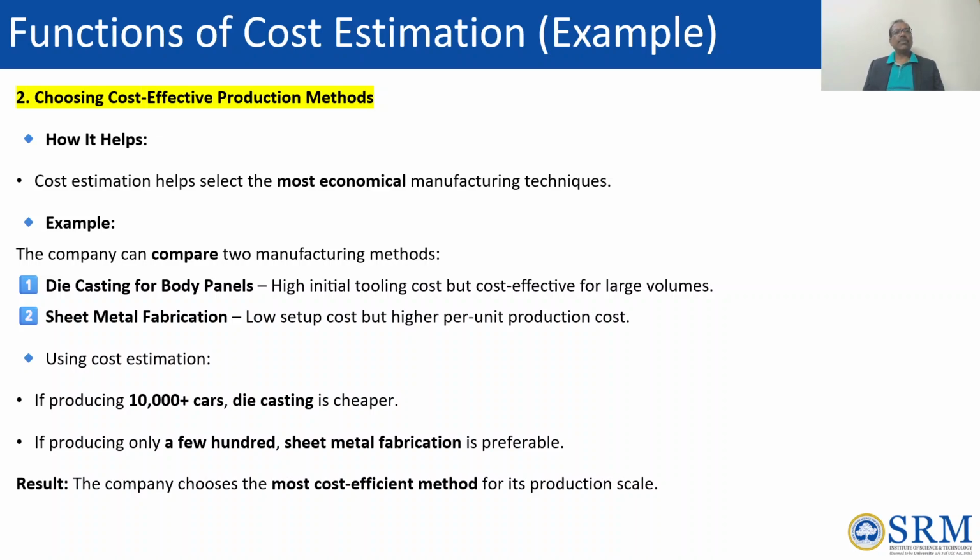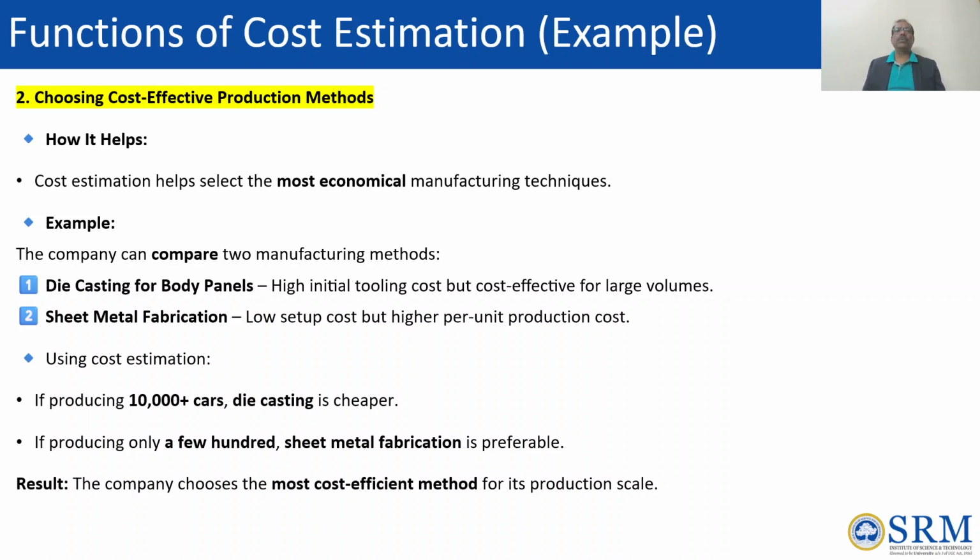Sheet metal fabrication is also possible for this body panel preparation. But it needs only a lower setup cost, but a higher cost per unit. The cost per unit will be more. So again, it depends. Cost estimation: if producing 10,000 cars, die casting is cheaper, because we also have to think about the futuristic trend. But if you produce only a few hundred, sheet metal fabrication is better, because of its low setup cost.